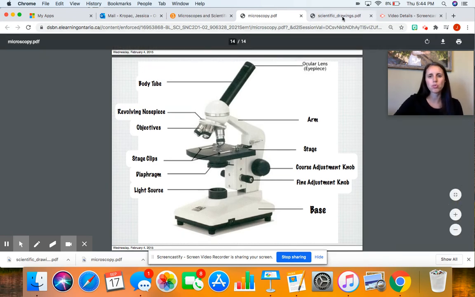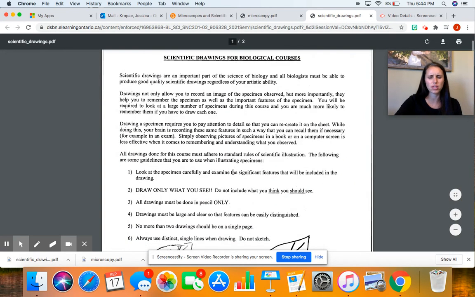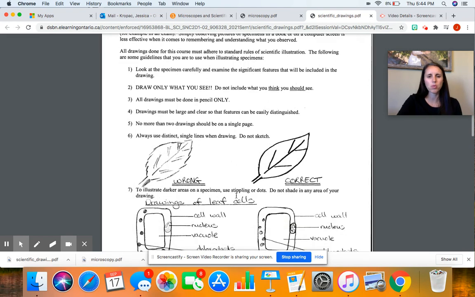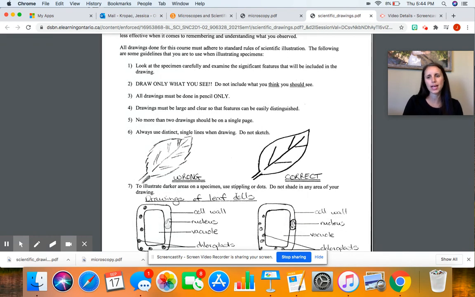Next, we're going to walk you through this concept of scientific drawings. I'm just going to highlight a couple things. I'm assuming you can read this on your own, but these are a couple rules that people make mistakes with. Scientific drawings have specific rules, and it's what we do. They're the drawings that we use to communicate what we see in a microscope. I always say you don't have to be a good artist to make a great scientific drawing. You just have to be very careful and very precise.